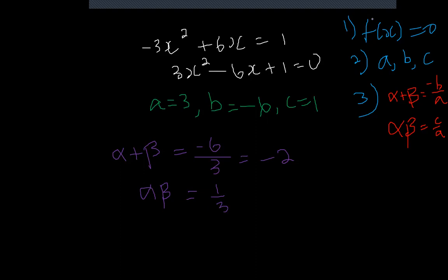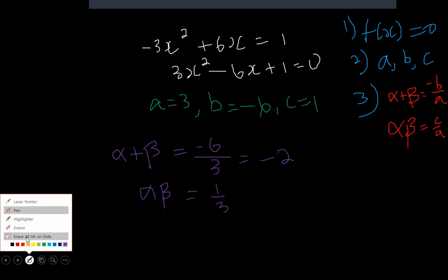Everybody understands? Yes, miss. Okay. I have another one for you. This time I want you to do it by yourself. First person to answer. 4x squared minus 8x plus 3 equals 0, finding the sum of the roots and the product as well. First person to answer. I want the sum, alpha plus beta and alpha beta.